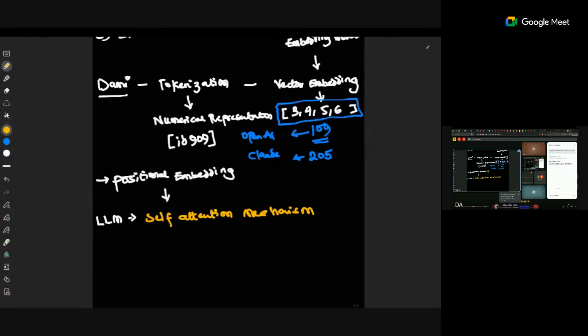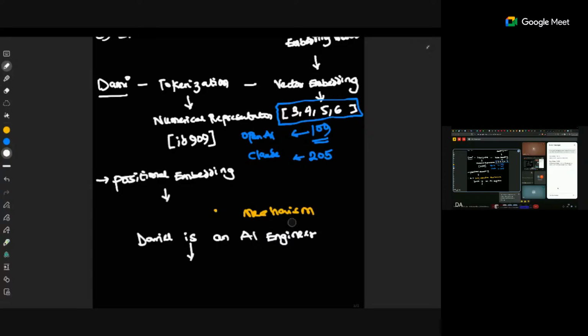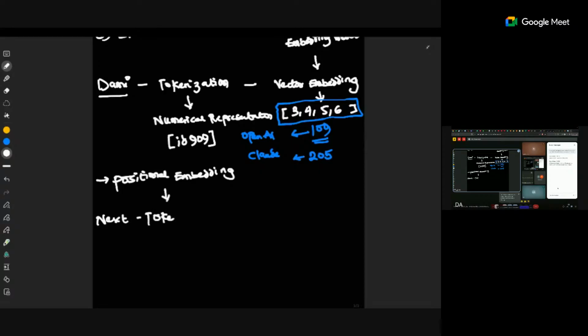Now, back to my example of "Daniel is an AI engineer." What self-attention means is that to predict the word "is"... actually, before I even get to the self-attention mechanism, scratch that. I need to also describe what we call next token prediction, so just in case you see these fancy words online, you already have an idea of what is happening. Please, if you have any question, drop it in the chat. Next token prediction: these models work by predicting the next word.